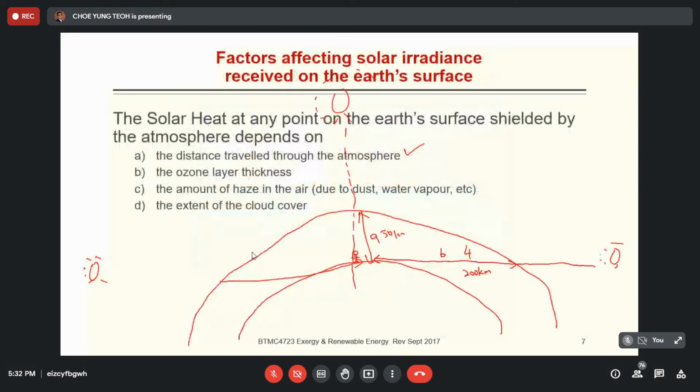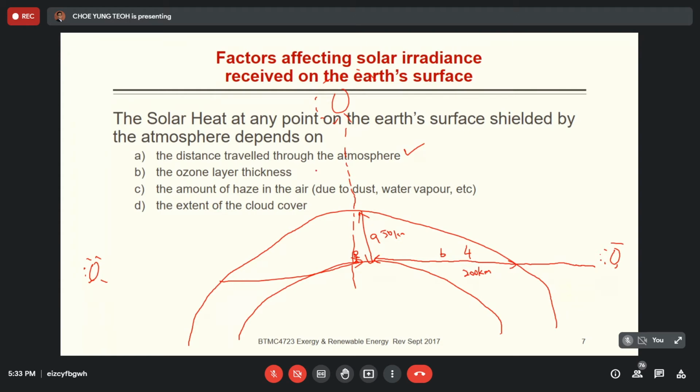Yeah, just now I talked about the locations KL, Kuala Lumpur, and Penang. That's part of the first point, the distance traveled through the atmosphere. This one we will explain more in the chapter part 2, I guess.